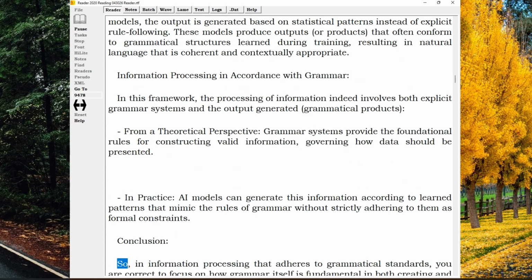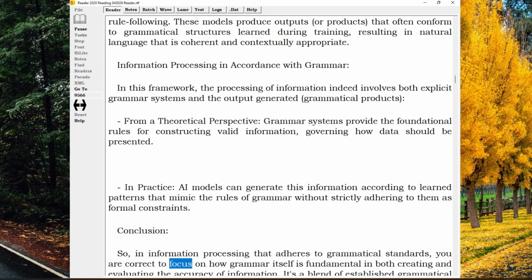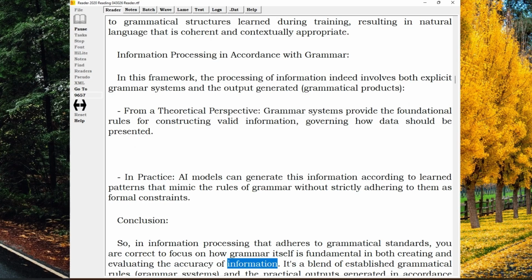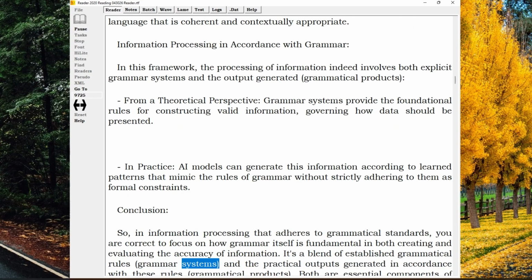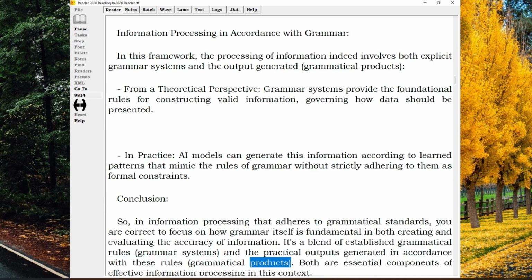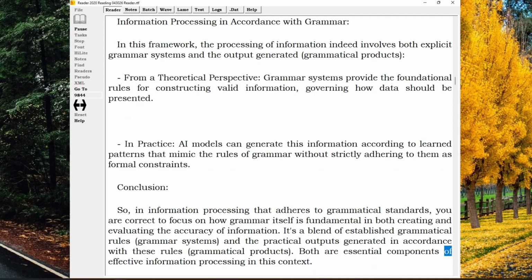Conclusion. So, in information processing that adheres to grammatical standards, you are correct to focus on how grammar itself is fundamental in both creating and evaluating the accuracy of information. It's a blend of established grammatical rules, grammar systems, and the practical outputs generated in accordance with these rules, grammatical products. Both are essential components of effective information processing in this context.